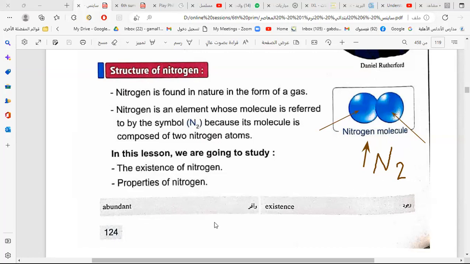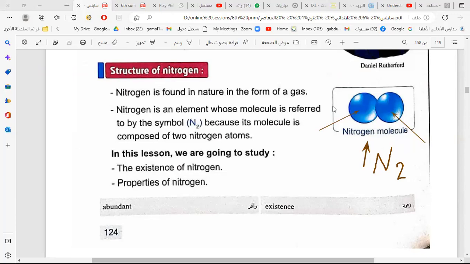Another question. Is nitrogen an element like oxygen or a compound like carbon dioxide? Raise your hand and you can write on the chat. Very good, Iyad, Safe, Malik. Safe, open your mic. Is it an element or a compound? Element. Very good. Why is it an element?